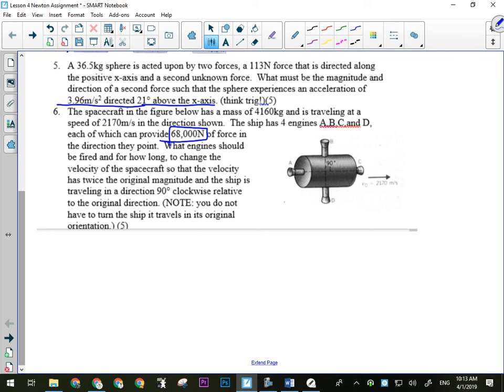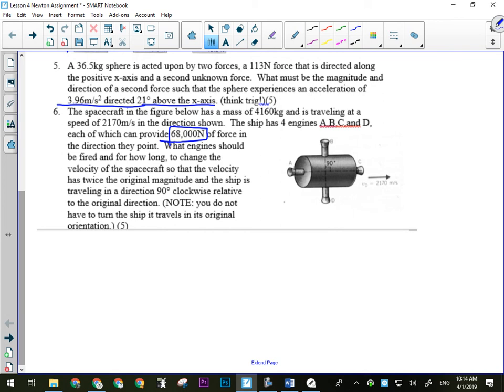Okay, we have to do this because if there's a throttle, the question becomes very complex. If you can fire more than one at a time, or there's a throttle, the question becomes very complex. We're simplifying it by saying fire one engine at a time, and they're on or off. When they're on, they exert 68,000 newtons of force.